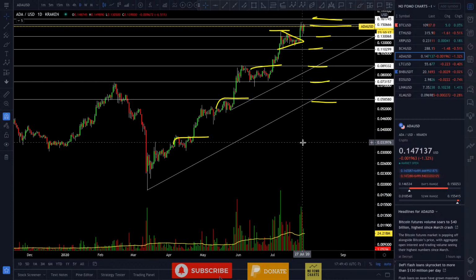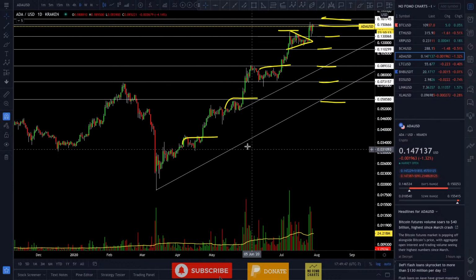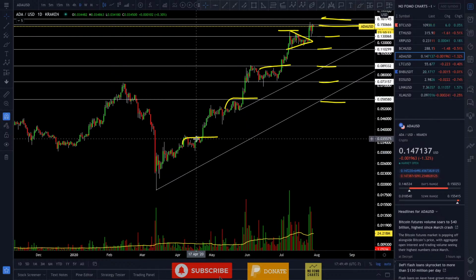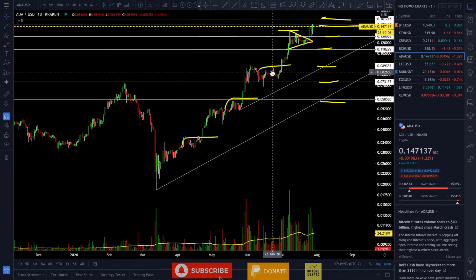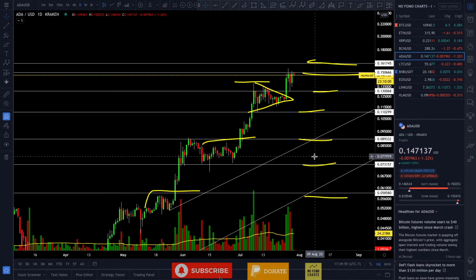Cardano, next. ADA USD, 1-day chart on the Kraken exchange. Yes, a lot of lines, but I was drawing this to see support and resistance. Breakout, breakout, breakout, breakout. Okay? But it needs some time to see, is the breakout sustainable?